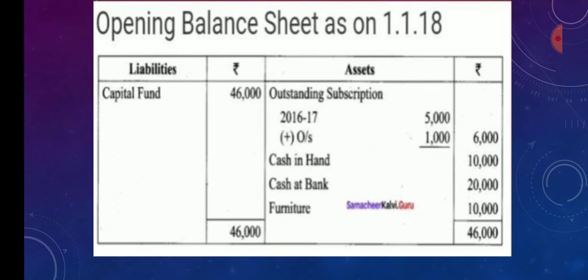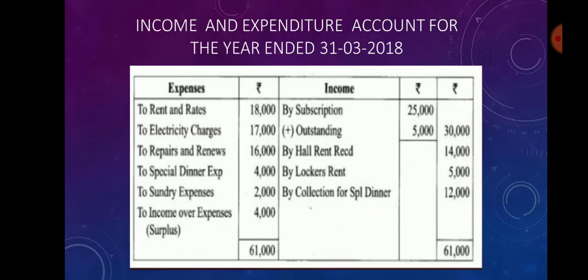The nil balance in the liability side. So the same value represents both sides, assets and liability side. The liability side 46,000 is the balancing figure value. This value represents the difference, which is the capital fund. This is the opening capital fund balancing figure.